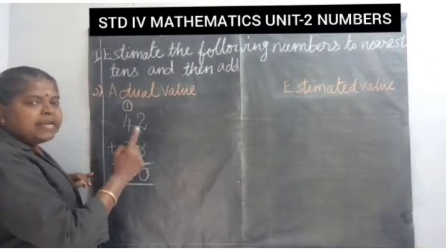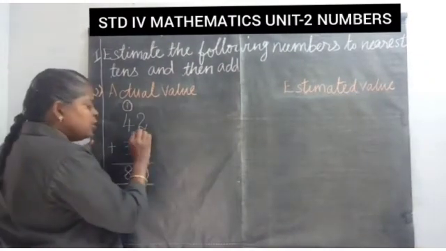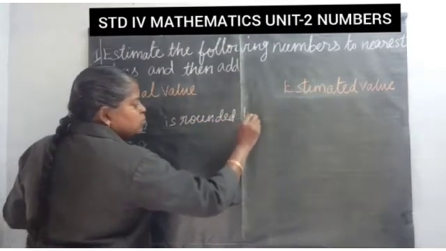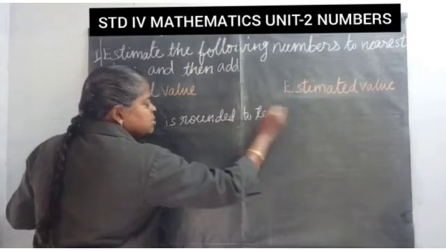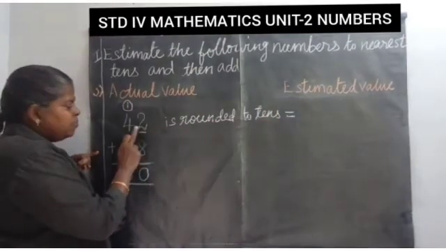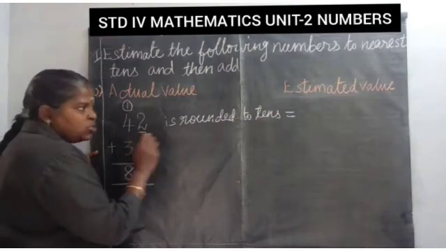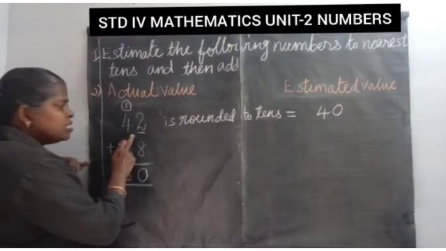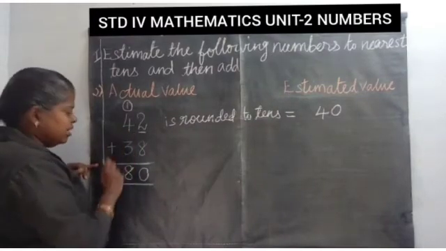Now we write the estimated value. 42 is rounded to tens equal to, it is less than 5. 2 is less than 5. So we have to write 40. So 42 is nearest 40.